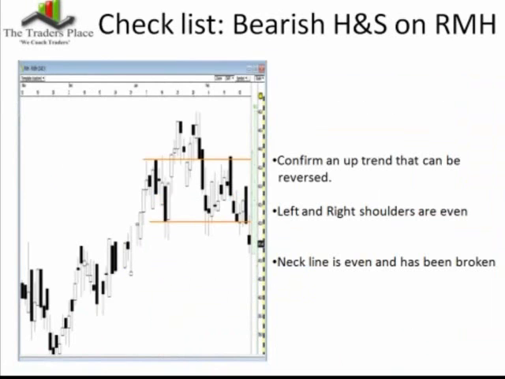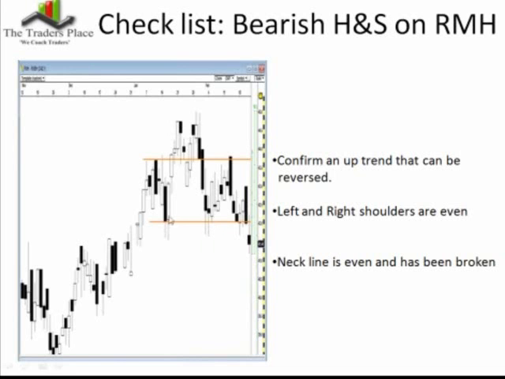Bearish head and shoulders, again, the same idea. We have to confirm, in this case, an uptrend. So the market's run up, found a point of resistance, pulled back, found a point of support, broke higher again, found resistance, broke lower, and again the neckline is at a similar price.